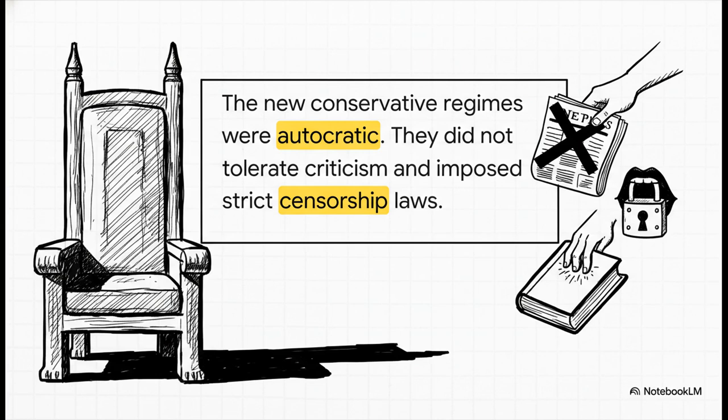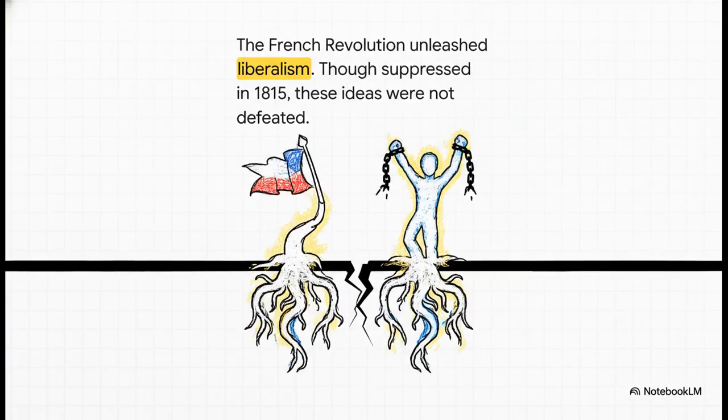Now, what's really crucial to get here is that this new conservative order was built on repression. These new regimes were autocratic, meaning they had absolute power. They couldn't stand any criticism, and they brought in tough censorship laws to control what was said in newspapers, books, and even plays. And this, right here, is the main takeaway from this whole section.